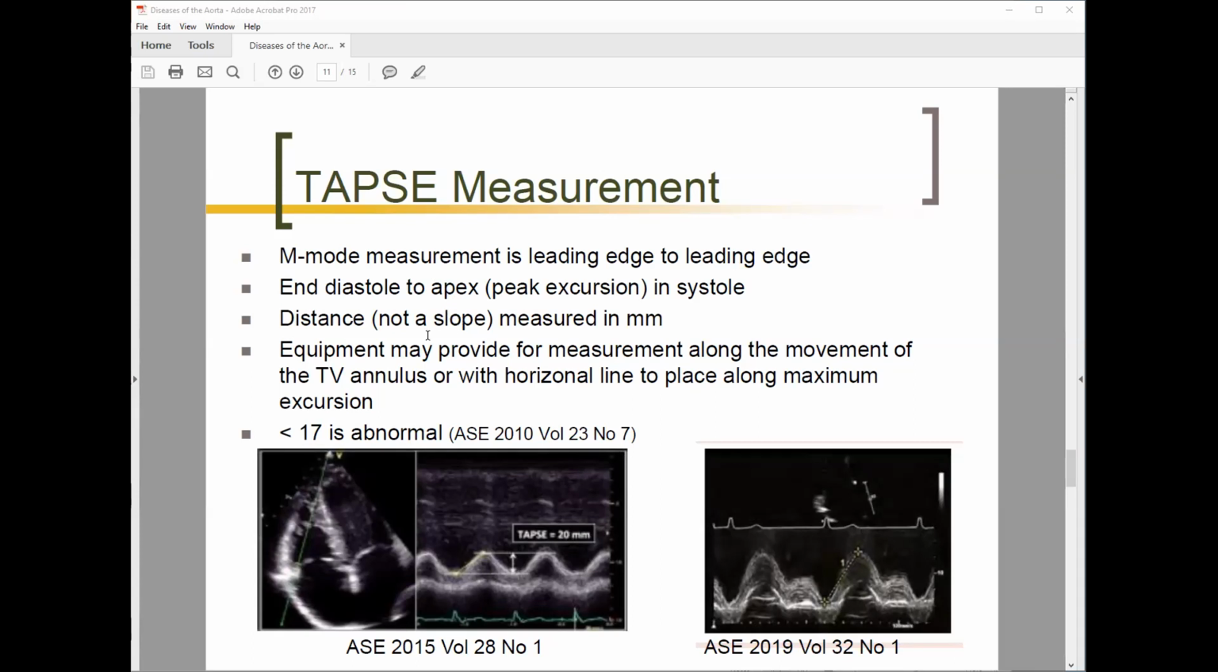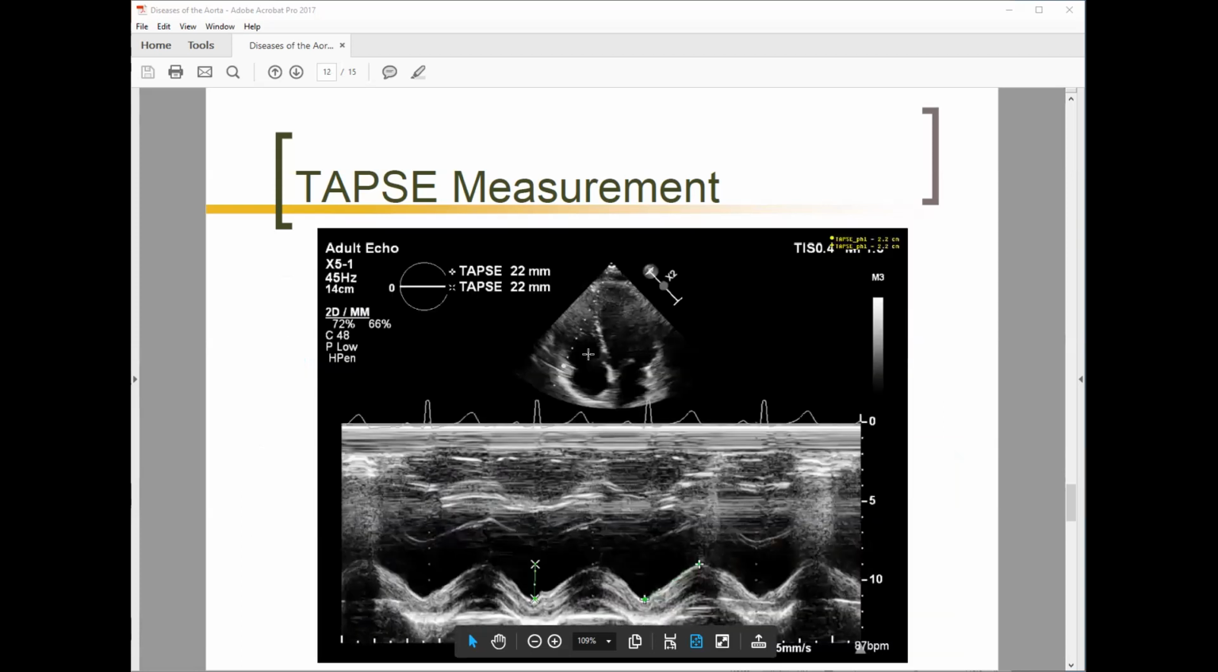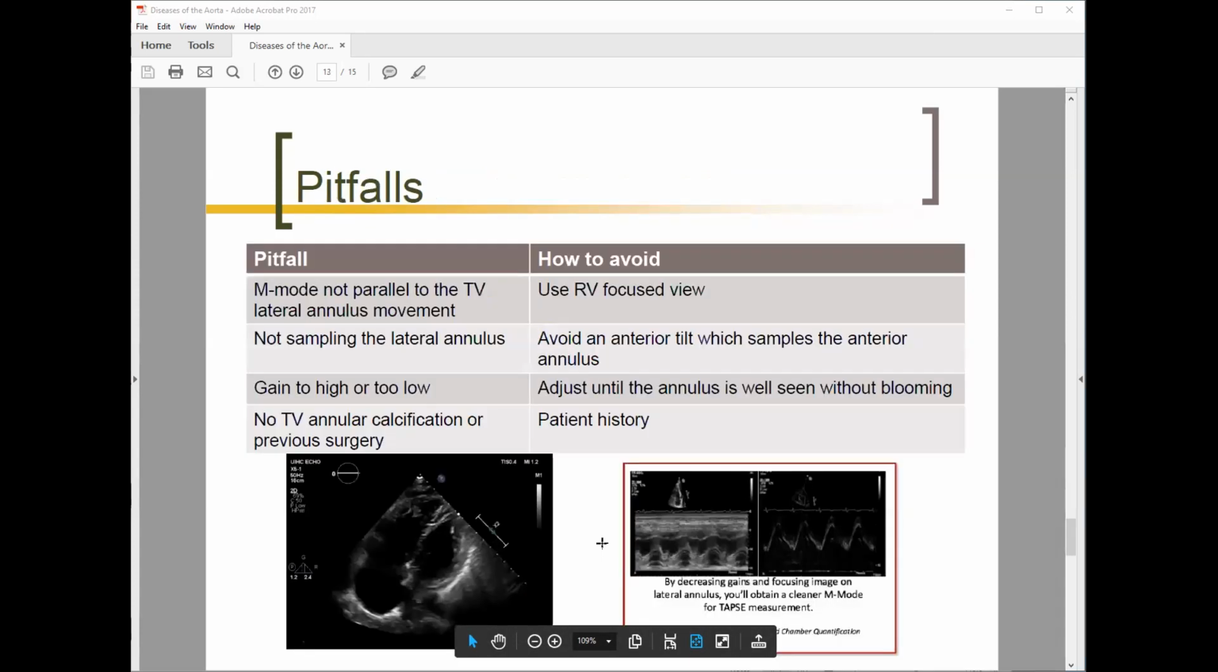TAPSE is also done in an RV focus view. So if you look at this image, the RV and its size proportional to the LV, it looks like a 4-chamber, and we're going through that. That's an RV focus view. And this is an RV focus view. Beautiful. And that's where you get the best TAPSE analysis.